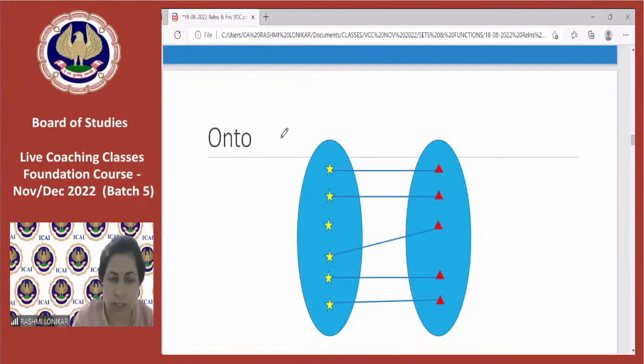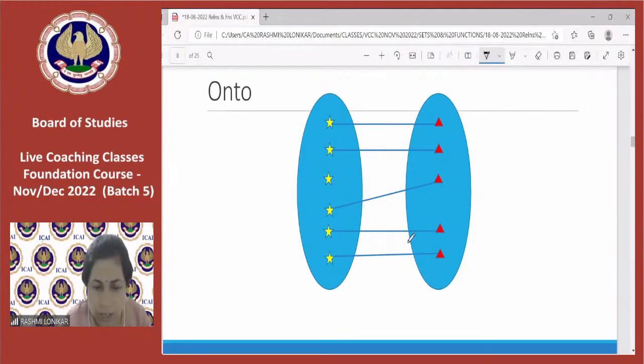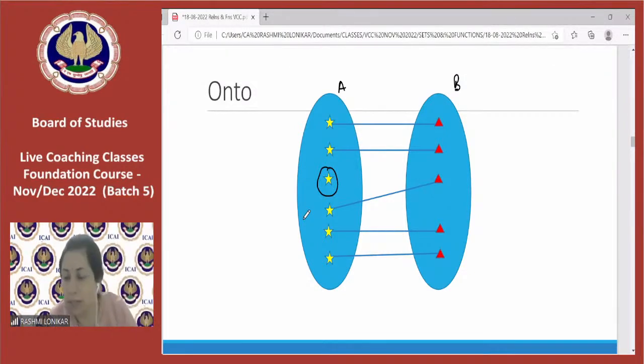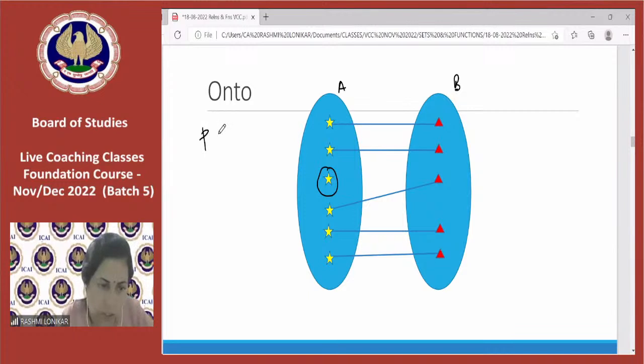What is an onto function? Let us see this example. Every element of B has a pre-image in A. So you can see here, this is A, this is B. As you can see, every element in B has a pre-image in A. Here also you can see that there is one element in A which does not have an image in B. But here we are talking of every element in B having a pre-image in A. Okay, we are here talking about pre-image. And so this is satisfied.